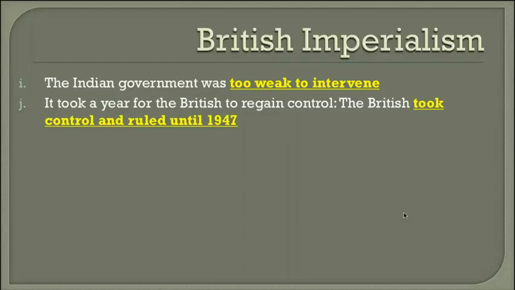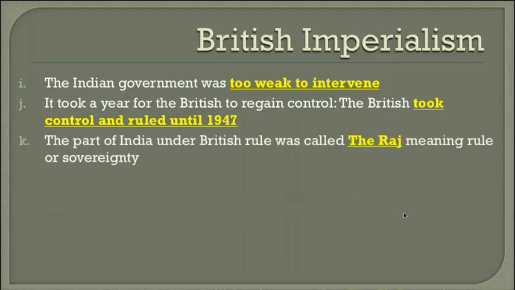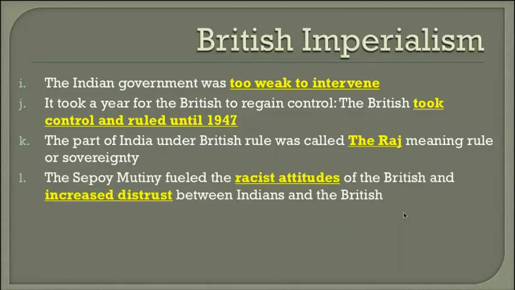So this ends poorly for the Indians because it only tightens British control. The part of India under British rule was now called the Raj, meaning rule or sovereignty. So you might hear that word when you hear British control. Of course, when this is all said and done, the Sepoy Mutiny fueled the racist attitudes of the British and increased distrust between Indians and the British.